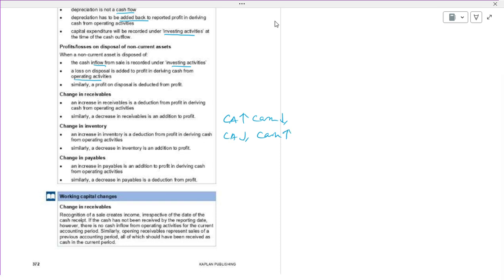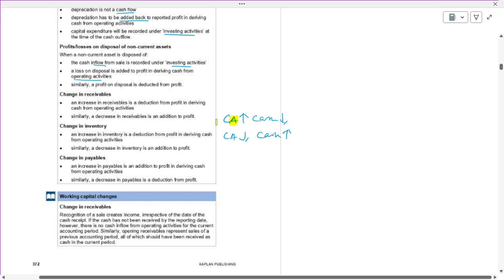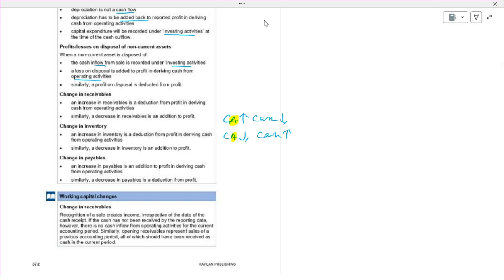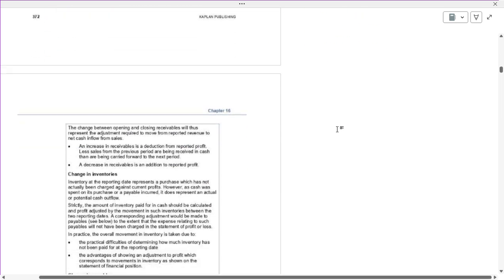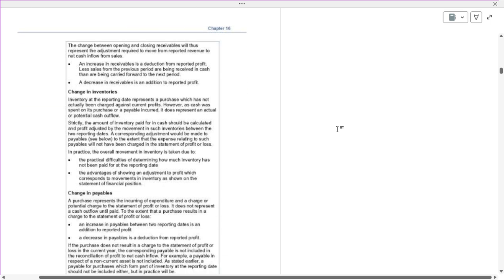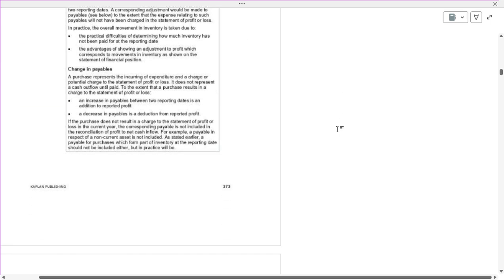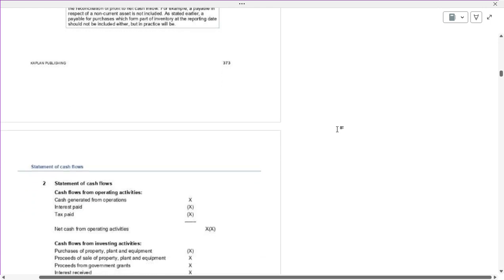Here we are talking about an asset, whether it is a current asset or a non-current asset. The rule applies the same. If a current liability increases, cash will increase. If a current liability is decreasing, cash will decrease. The same thing they are talking about: change in payables, change in inventory. Okay? Next.